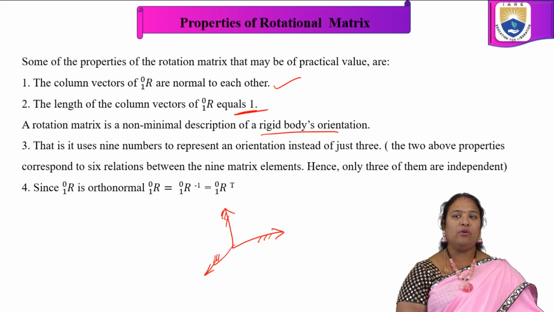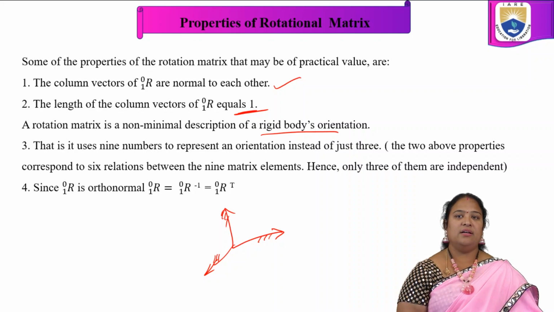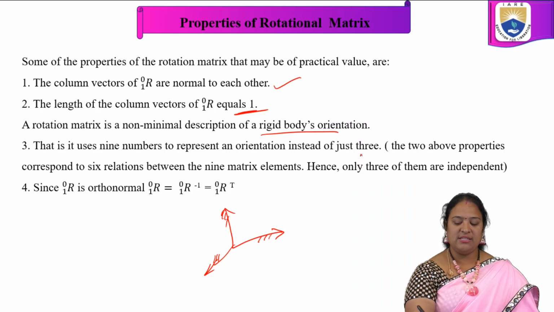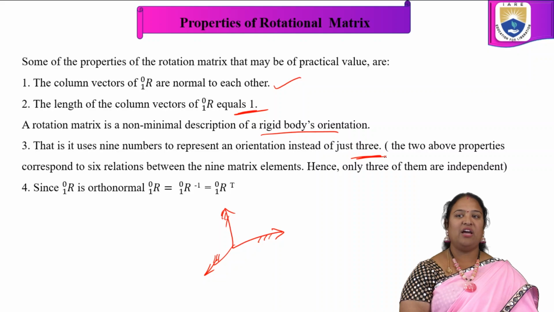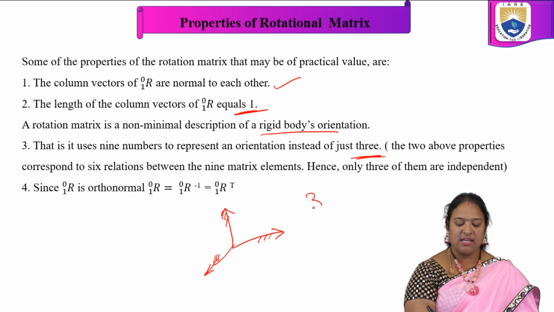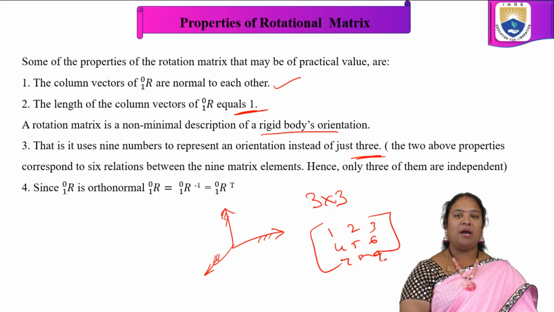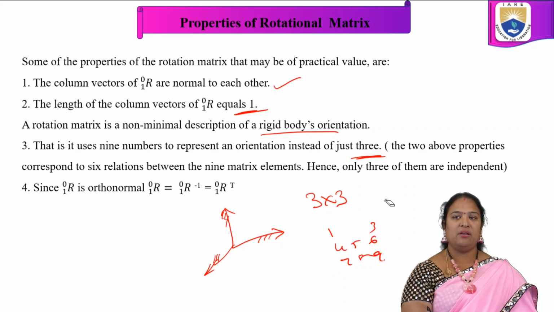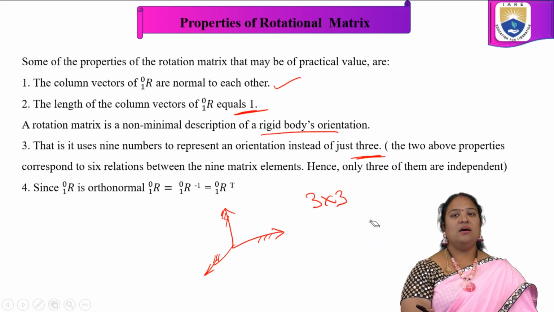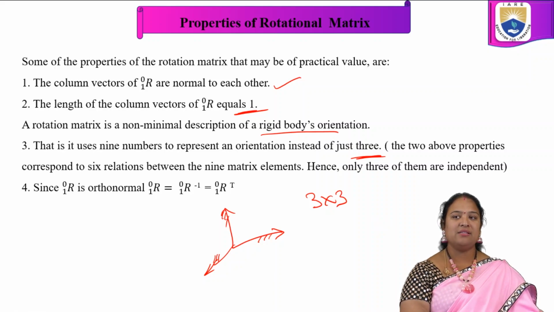The rotational matrix uses 9 numbers to represent the orientation instead of just 3 numbers. That is nothing but a 3 by 3 matrix, with 1, 2, 3, 4, 5, 6, 7, 8, 9 elements. So a total of 9 numbers are used to represent the orientation instead of just 3, corresponding to the 6 relations between the 9 matrix elements.